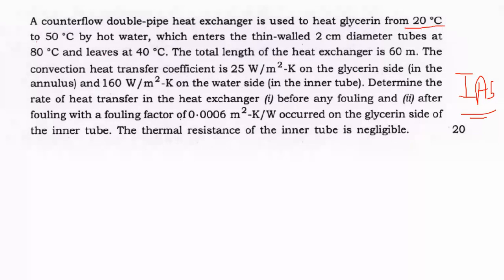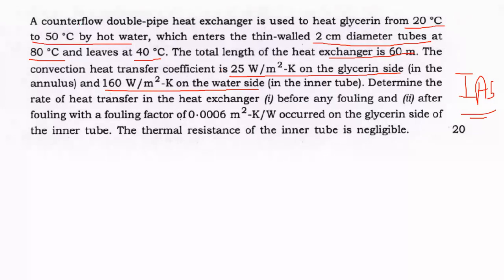degrees Celsius to 50 degrees Celsius by hot water, which enters in a thin walled 2 centimeter diameter tube, and water enters at 80 degrees Celsius and leaves at 40 degrees Celsius. The total length of the heat exchanger is 60 meter. The convection heat transfer coefficient is 25 watt per meter square Kelvin on the glycerin side and 160 watt per meter square Kelvin on the water side. That means water is flowing inside the tube and the glycerin is flowing outside the tube.